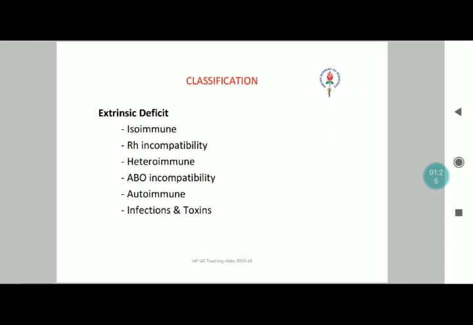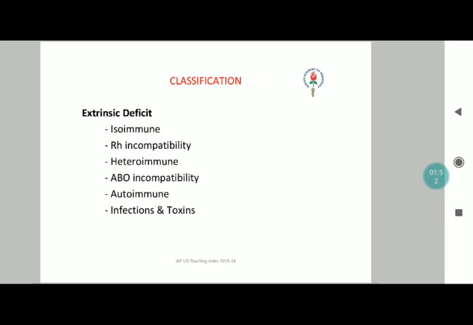Now, if we further classify hemolytic anemias, we can classify the source of the defect as either extrinsic or intrinsic. By extrinsic meaning the factor lies outside the RBC, and intrinsic meaning within the RBC. The extrinsic deficits can be because of isoimmune incompatibility, Rh incompatibility, heteroimmune causes, ABO incompatibility, autoimmune reaction, or the presence of infections and or toxins as well.